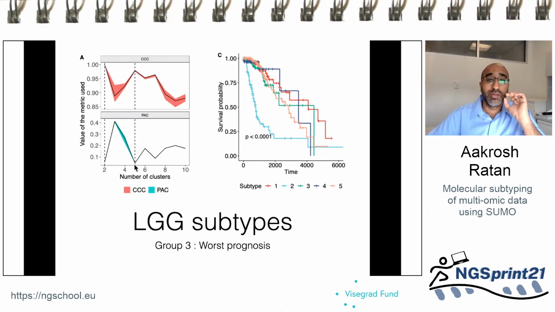So let's focus on the best result that we have for 5 clusters. On the right here, what you see is the Kaplan-Meier curves of survival for those 5 different clusters. On the y-axis, you have the survival probability. On the x-axis, you have time. And what you can clearly see is that this group, which let's call subtype 2, shows an extremely poor prognosis compared to everybody else.